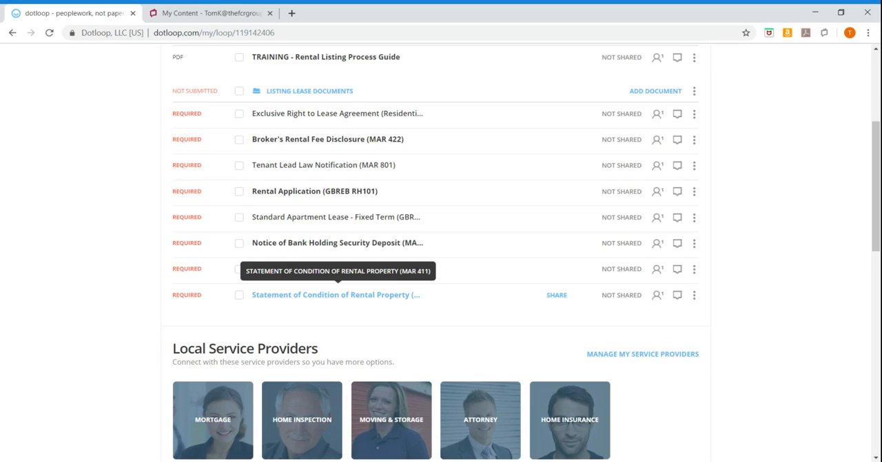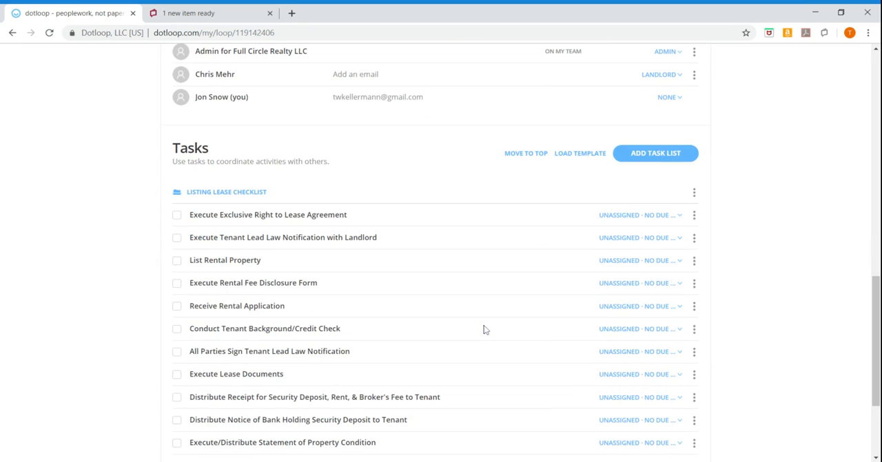So we recommend that you provide this form to your landlord to fill out and have both parties sign. Again, the checklist at the bottom is really helpful to ensure that you're not skipping any steps.